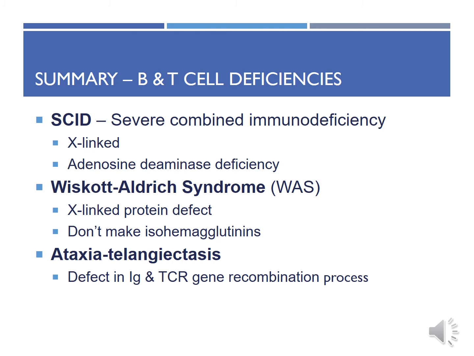Ataxia-telangiectasia is a defect in the Ig and TCR gene recombination process. So we're not able to make certain types of antibodies, and our T cell receptors are having issues in that recombination process as well.